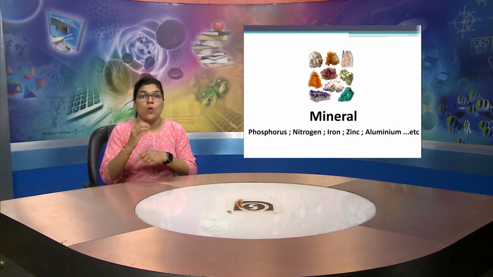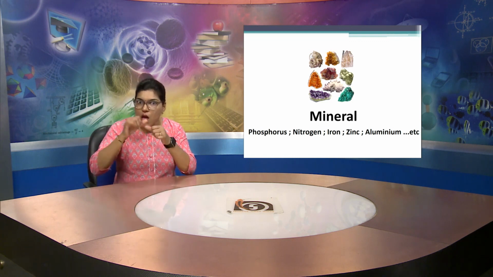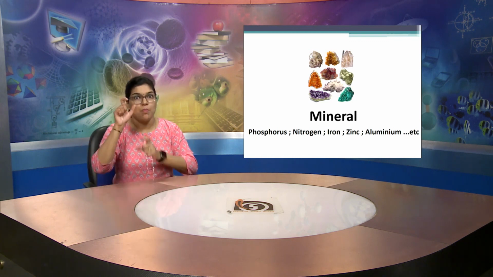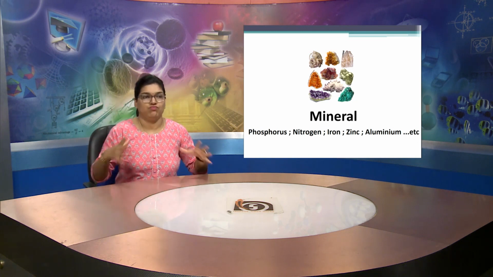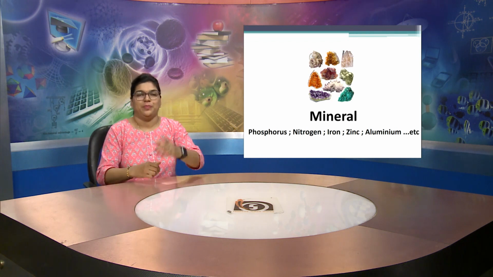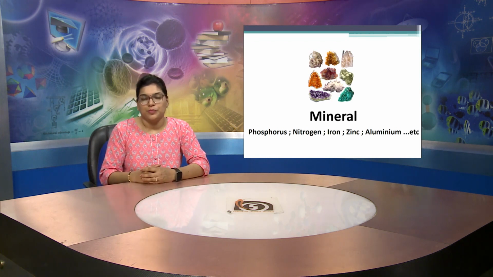You can say coal, petroleum, oil, gas. All these are the items which were found inside the earth, and also minerals were found inside the earth.